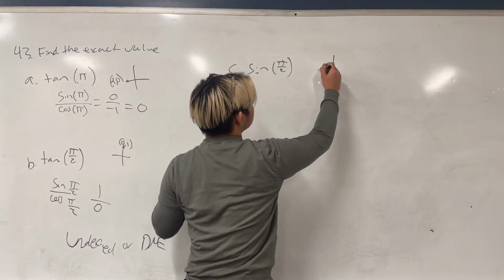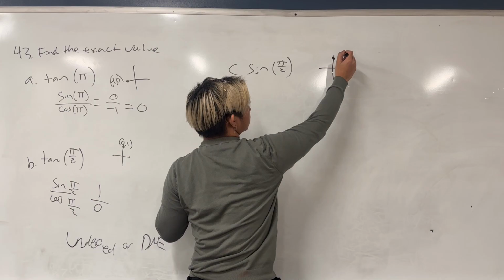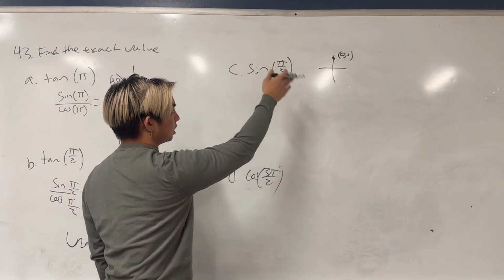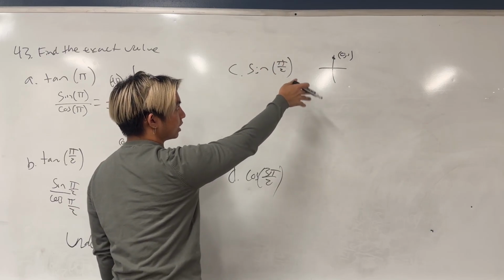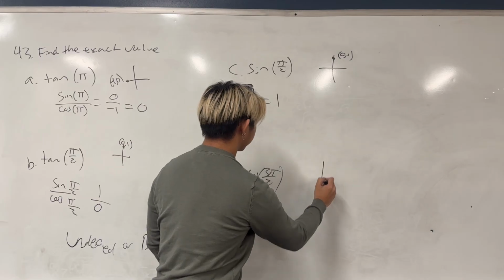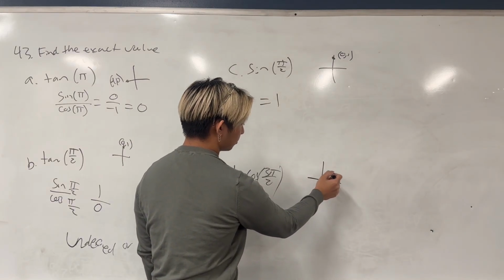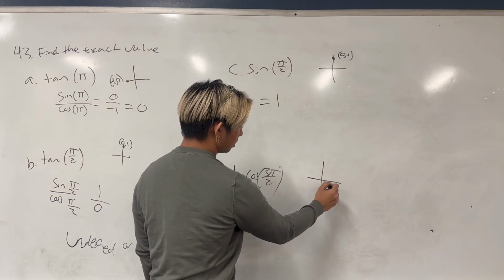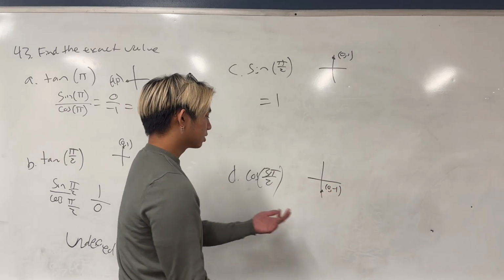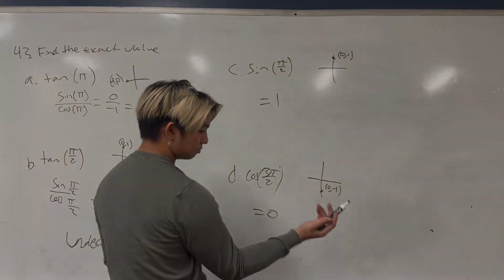So back to here. Sine of pi over 2 was what? Our coordinates here were 0, 1, right? And we know that sine is based on our y value, so this is just equal to 1, easy. Cosine of 3 pi over 2: pi over 2, pi, 3 pi over 2, we have 0, negative 1. Cosine is just our x, so equal to 0, easy.